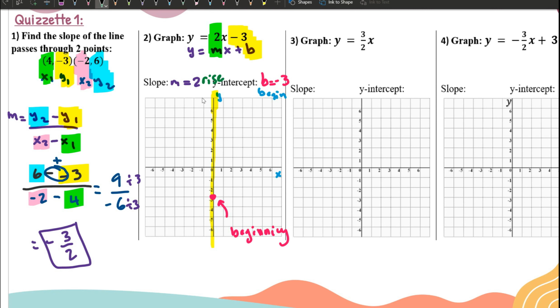Rise over run. To write 2 as a fraction, you put 2 over 1. 2 divided by 1 is still 2. If it's a whole number, you put it over 1. So that tells you to rise up 2 and run 1. From the beginning point, you go up 2 because it's positive 2, and then run 1 to the right because it's positive 1.